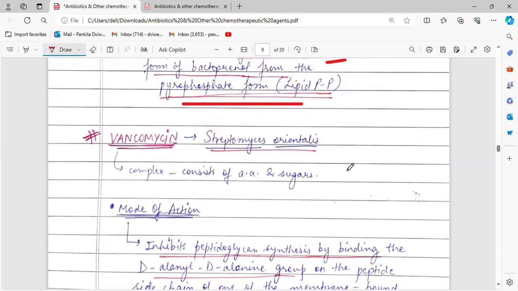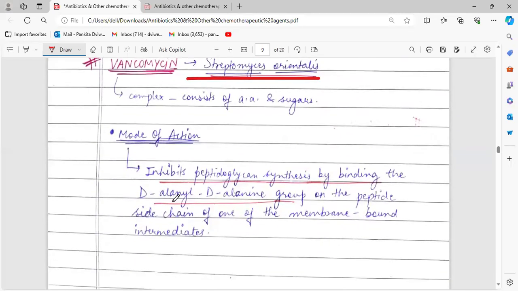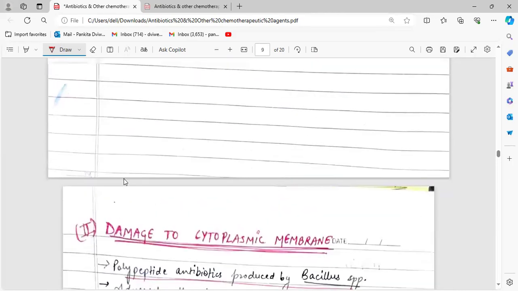Next is vancomycin, which we obtain from Streptomyces orientalis, and it consists of amino acids and sugars. This vancomycin inhibits the peptidoglycan synthesis through the binding of the D-alanine D-alanine group on the peptide side chain of the membrane-bound intermediate. So because of this binding of vancomycin to this group, the peptidoglycan synthesis is inhibited.